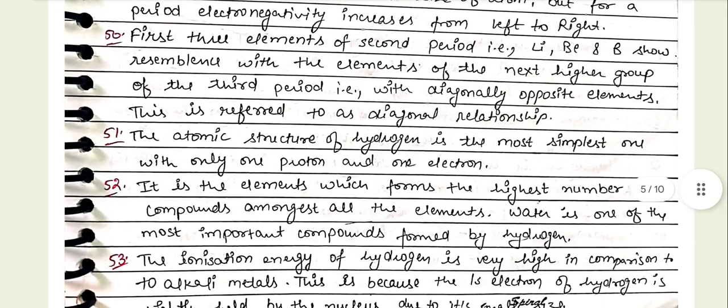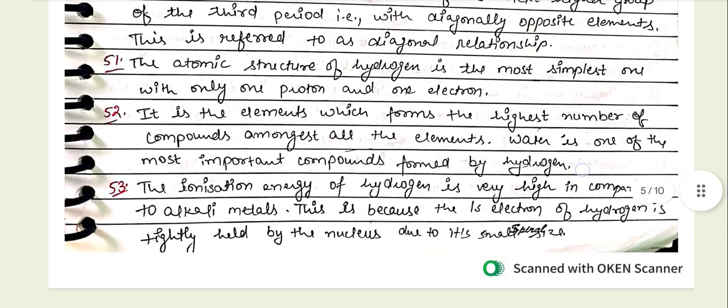The first three elements of the second period, that are lithium, beryllium, and boron, show resemblance with the elements of the next higher group of the third period, that is, with diagonally opposite elements, and this is referred to as the diagonal relationship.